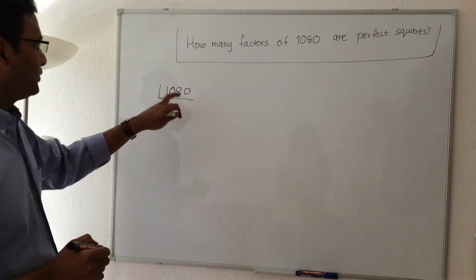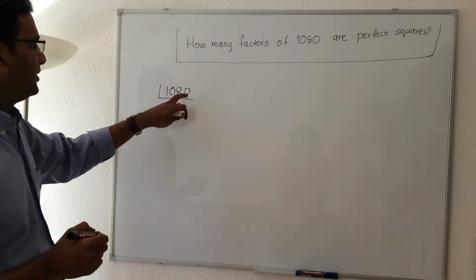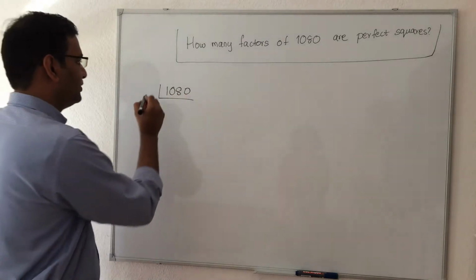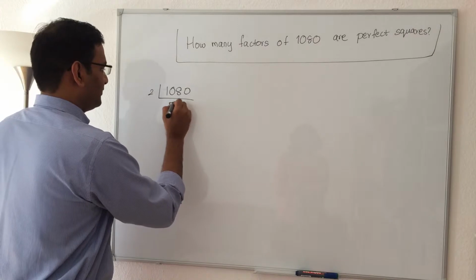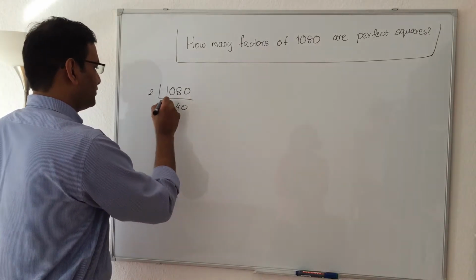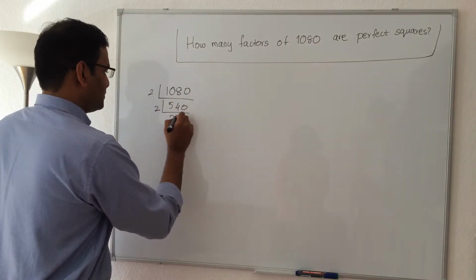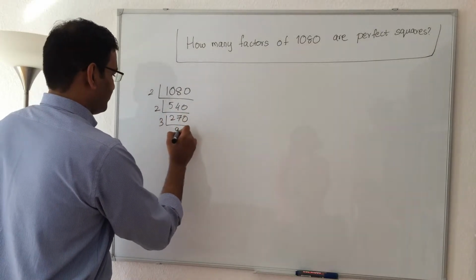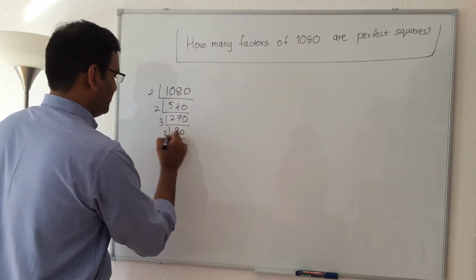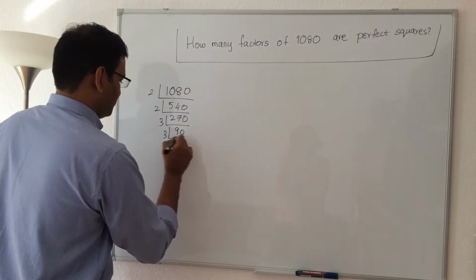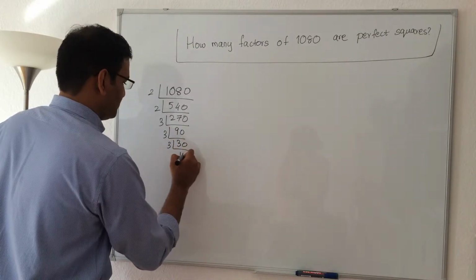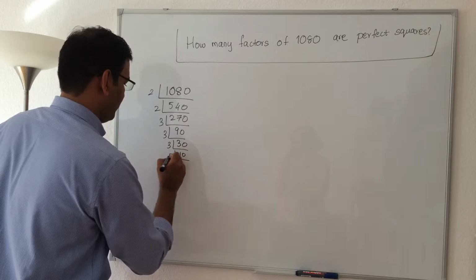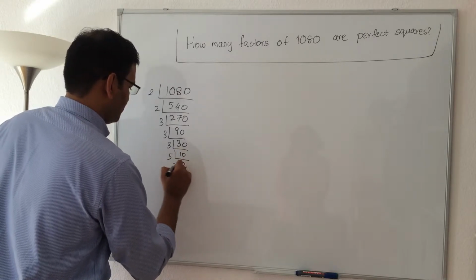So we know that 1080 is an even number because it ends in 0, so we can divide it by 2. That gives us 540. So 540 is also divisible by 2. That gives us 270. 270 is divisible by 3. Again 90, 30, 10. 10 is divisible by 5. 2, 2, and 1.